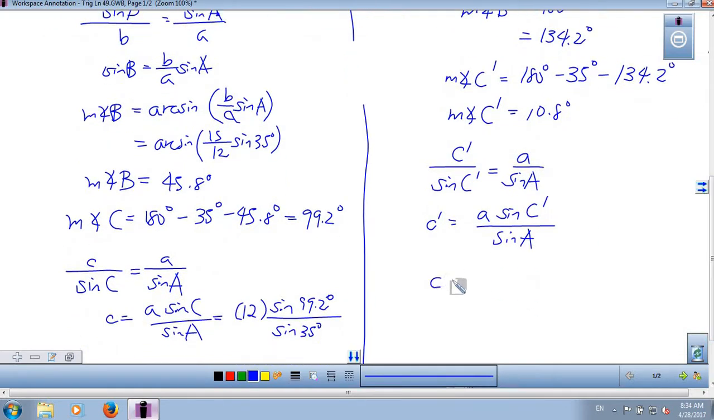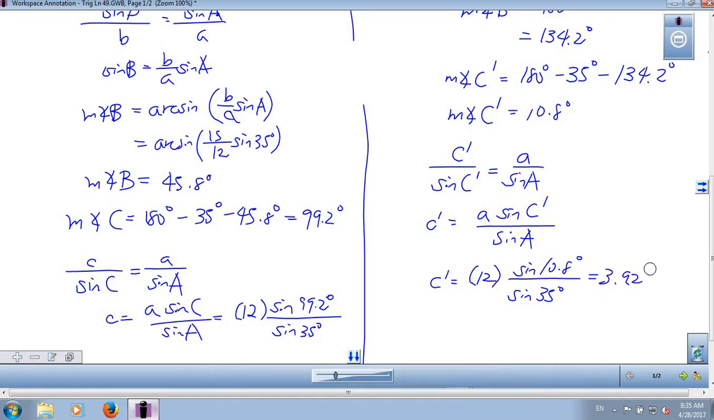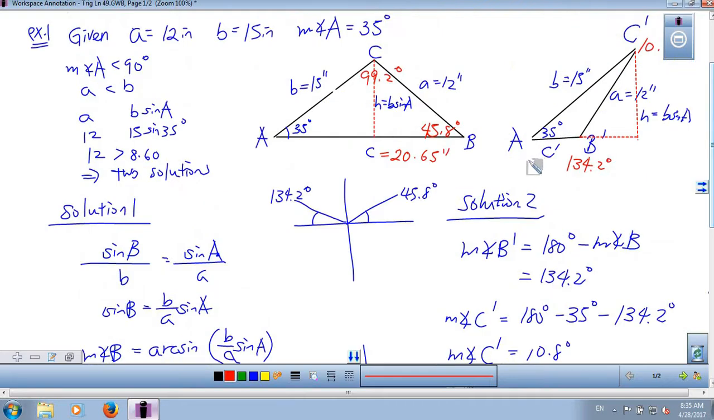Alright, so let's substitute 12 here for a, and let's substitute 10.8 degrees for c prime, and let's substitute 35 degrees for a. So let's type in the calculator. Alright, we got about 3.92 inches. Okay, so let me go back and write it up. So this is 3.92 inches.